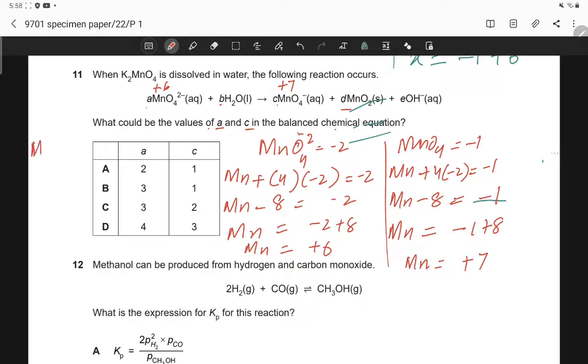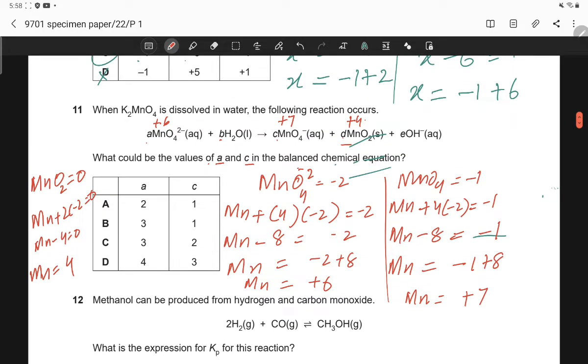And now look at the MnO2. MnO2 is equal to 0. Mn plus 2 times minus 2 is equal to 0. Mn minus 4 is equal to 0. Mn is equal to plus 4. So the oxidation state of Mn is plus 4.